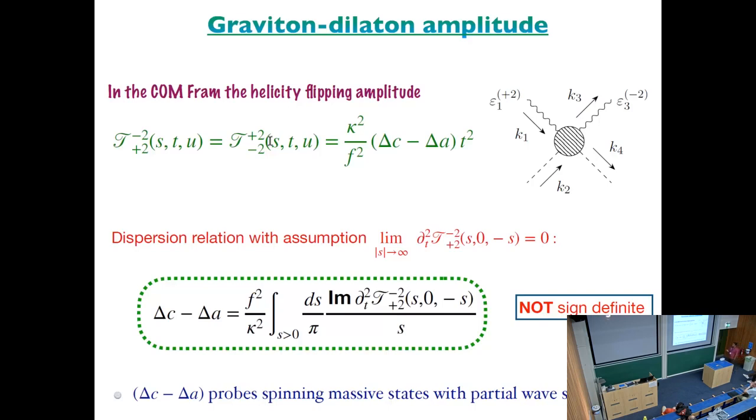So here we can also try to write down a dispersion relation, and the dispersion relation looks like this. Obviously this is not positive semi-definite, so this coefficient does not flow monotonically from UV to IR. But if we decompose this dispersion relation into partial waves, we see that it only probes the massive particles which we integrated out along the RG flow and which have partial wave spin greater than or equal to 2.